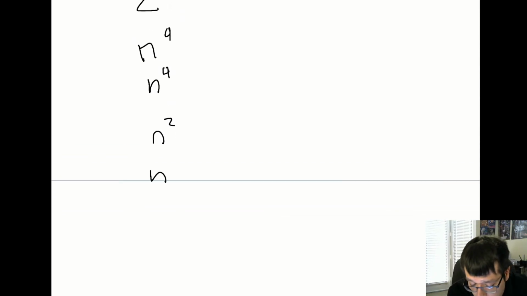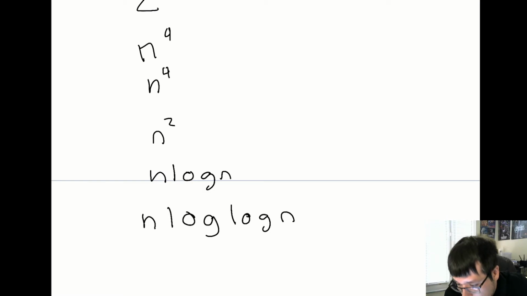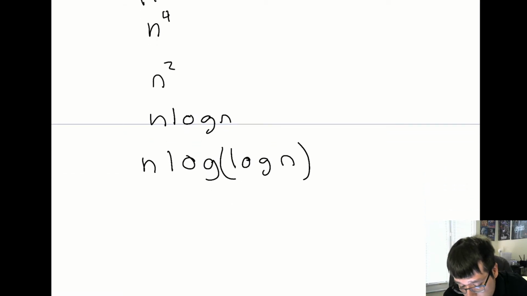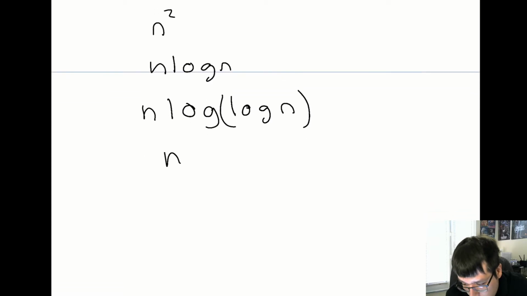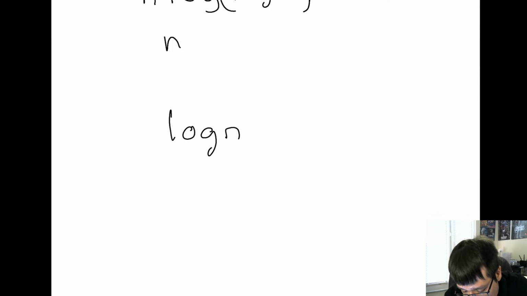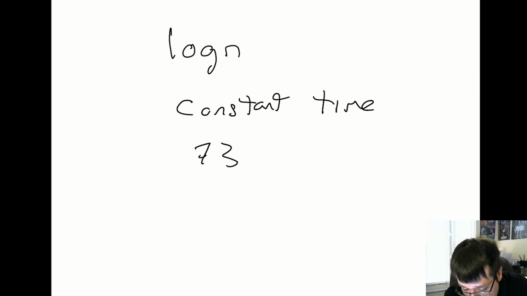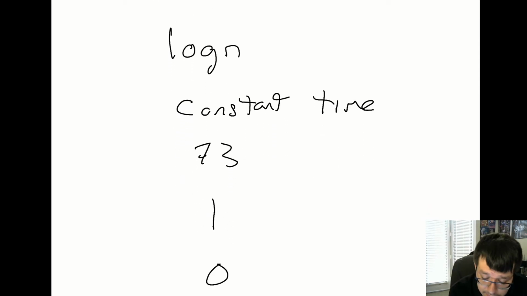Anyways, after those, you get your n log n that we saw, the linearithmic thing. Then you have something like what we just saw, but actually, what we saw was without the n component to it. Then you have your n. Then you have log n, but I'm leaving a space there. Then you have a constant time, like 73 or whatever. Then you have 1, and then you have your 0, right?